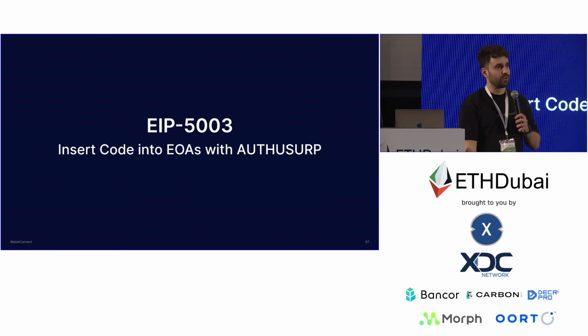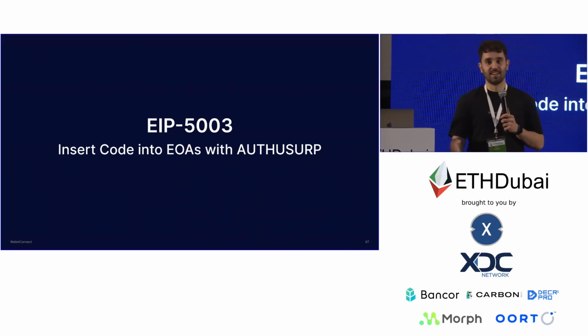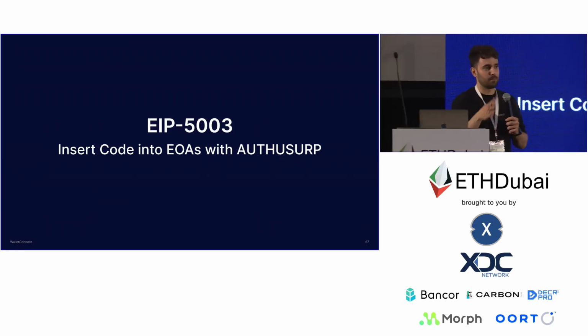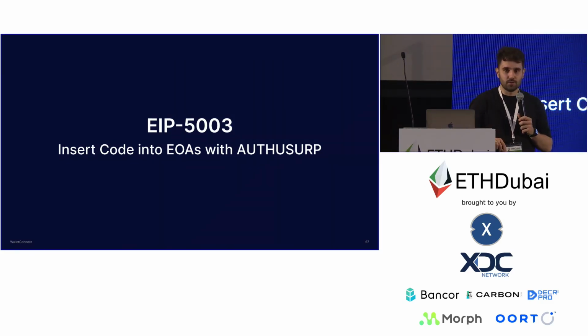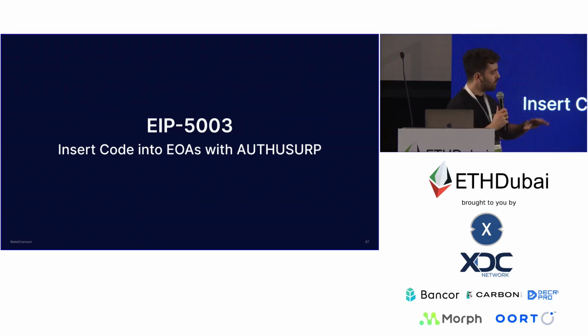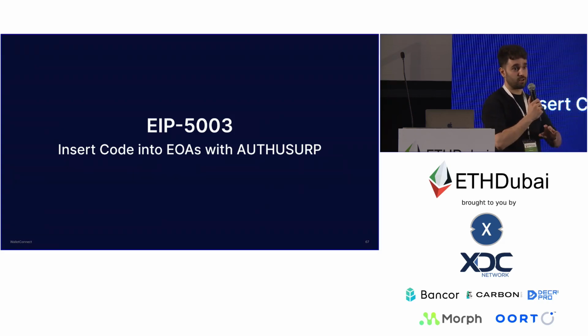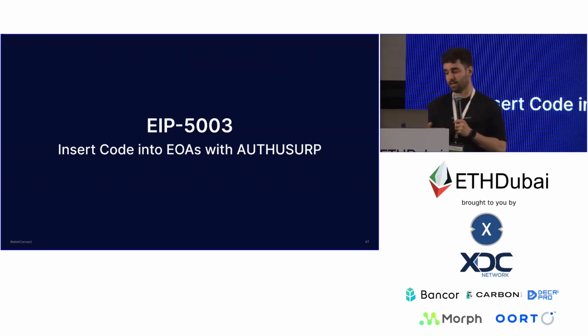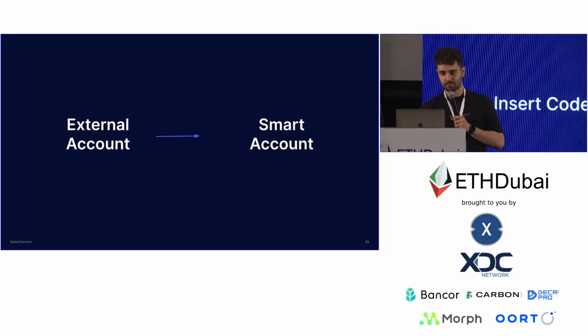And I have quite a lot of NFTs. That's a lot of NFTs going into a smart account, and a lot of tokens and some positions. Maybe you have some loans on Aave, maybe some liquidity on Uniswap. Transferring all of that is going to cost you a lot. So if we have the ability to just upgrade your external account, which is an optional feature, not forcing everyone to do it, you would basically just send a transaction with this new AUTHUSURP opcode, and you'd convert your external account into a smart account, which is really amazing.